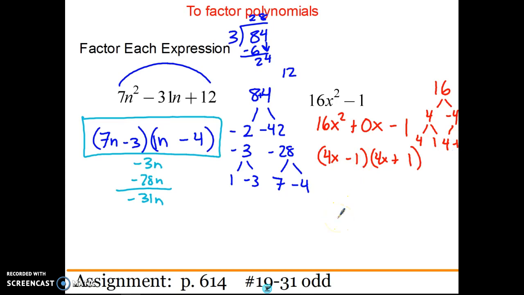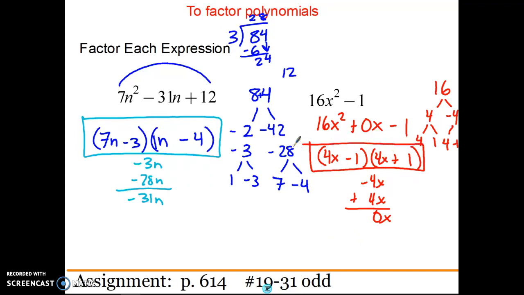Let's check to make sure it works. 4 times 4 is 16x squared. Negative 4x, positive 4x, when I add those together, nothing in the middle. That's great, because then I won't have anything in the middle. Negative 1 times 1 is negative 1, so I've had my factorization: 4x minus 1, 4x plus 1.